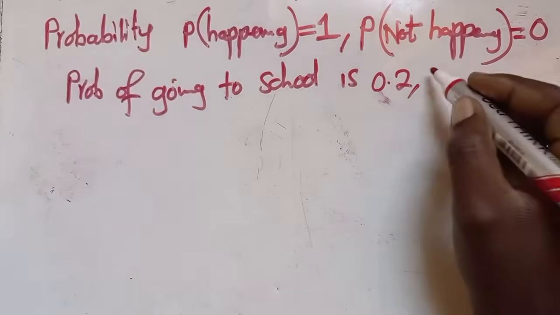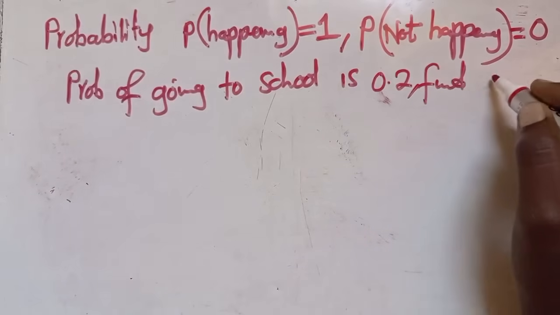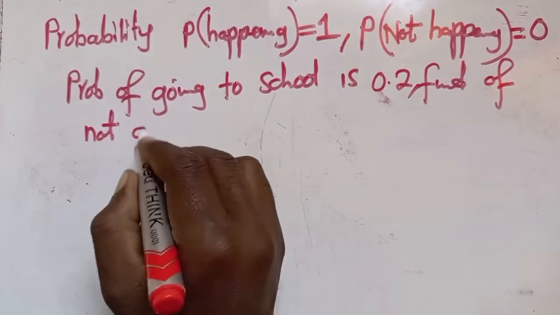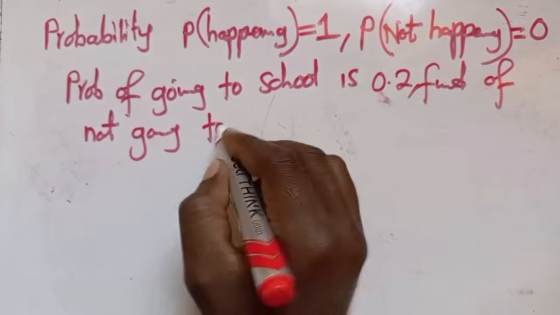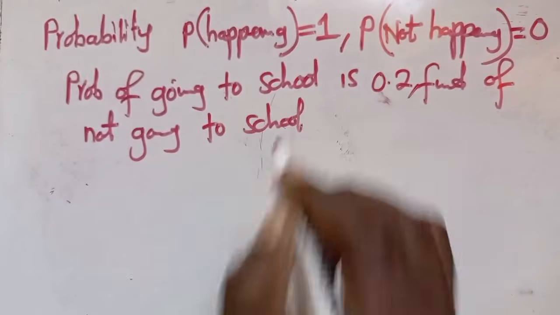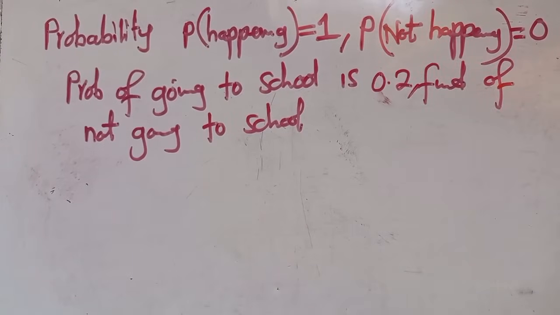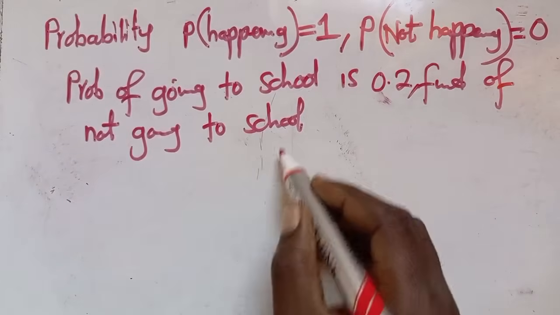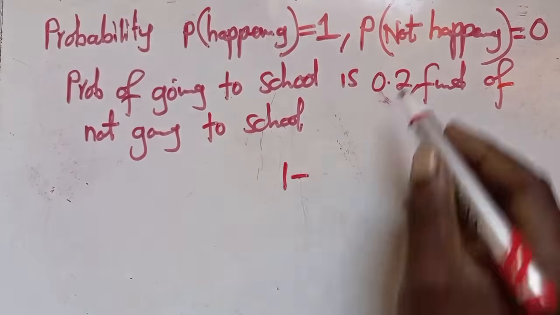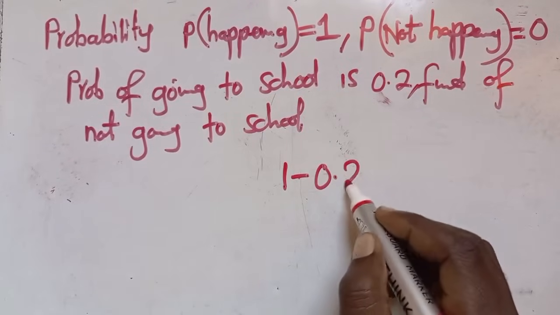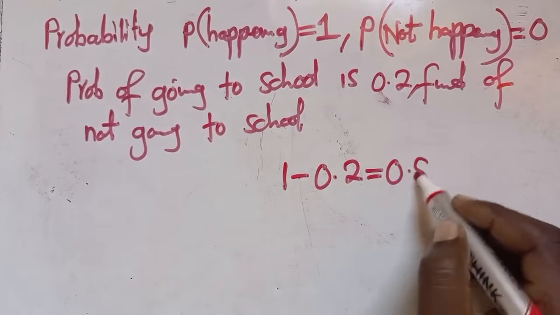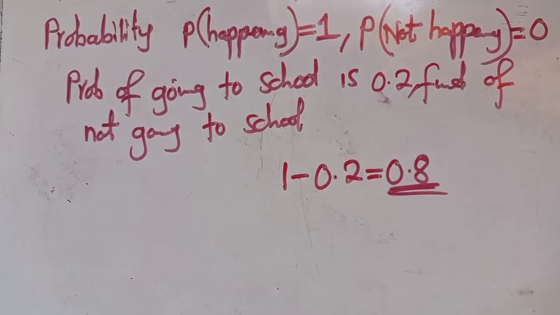Then I tell you, find the probability of not going to school. When you find such questions, you just subtract from 1. You say, okay, the probability of not going to school is 1 minus the probability that is given, 0.2. In this case, when you subtract, you get 0.8. So this is the answer. This is the probability of not going to school.